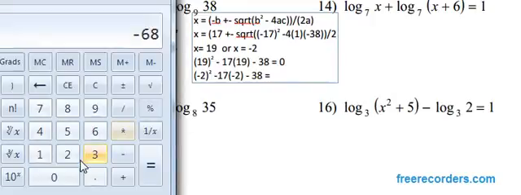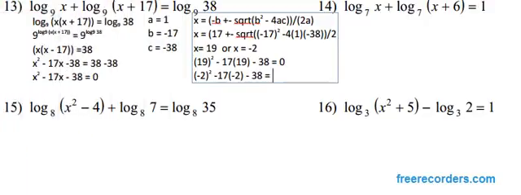Let me check that. Negative 2 squared. I'm still going to do 2 squared, because negative 2 squared is the same as positive 2 squared, minus 17 times, in this case, negative 2. And then I'll subtract 38. So I can see that once I put the correct values in, negative 2 does in fact give me 0. So I know that the original equation would be true if x equals 19 or x equals negative 2. Try 14, 15, and 16 now, and let me know how you do.